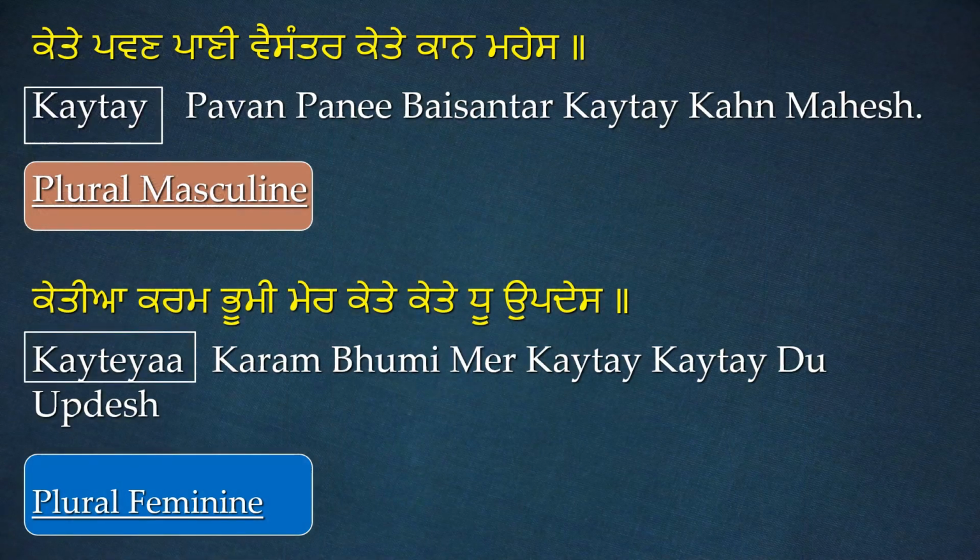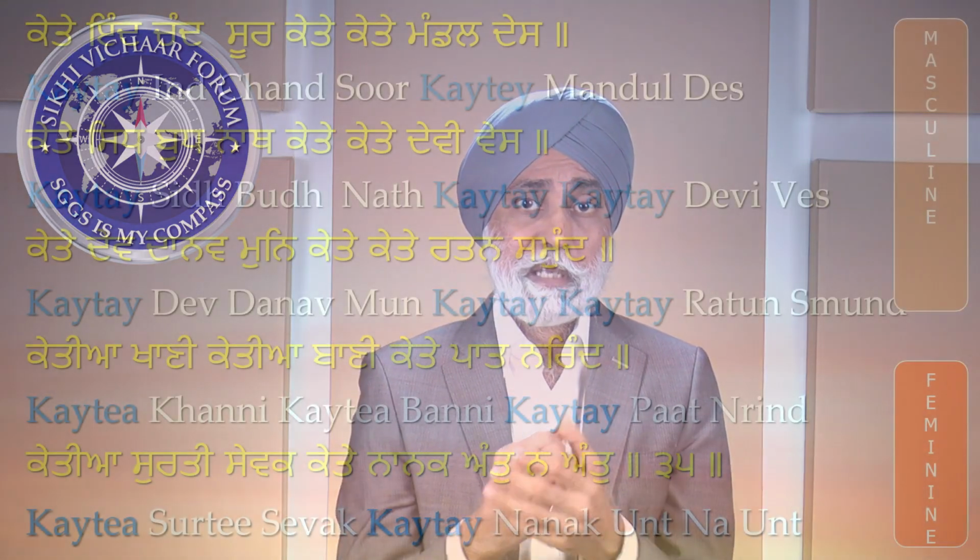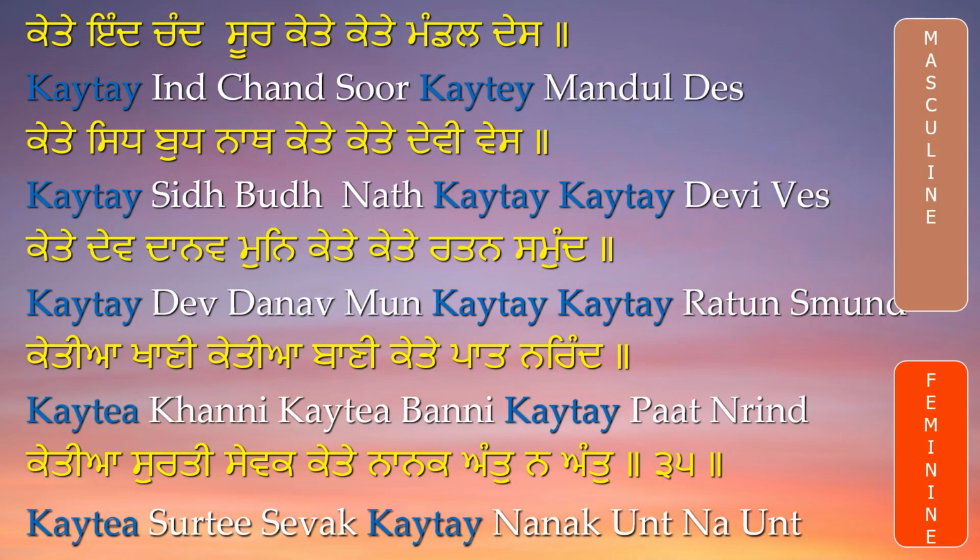The next verse of this couplet is Ketia Karma Pumi Mer Kete, Kete Tuopades. Karma Pumi is feminine, so the plural is Ketia. Here are more usages of the word Kete and Ketia that make clear the gender and grammar. Kete in the Chand Sur Kete, Kete Mandal Desa. Kete Siddh Buddh Nath Kete, Kete Devi Ves. Kete Dev Danav Mund Kete, Kete Ratan Samunda. All the subjects are masculine, hence the word in plural, Kete.